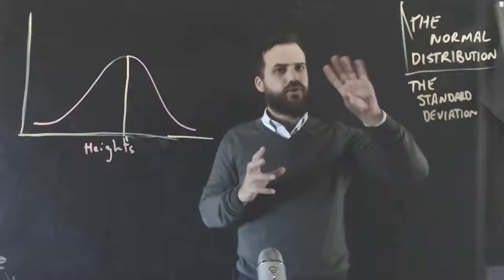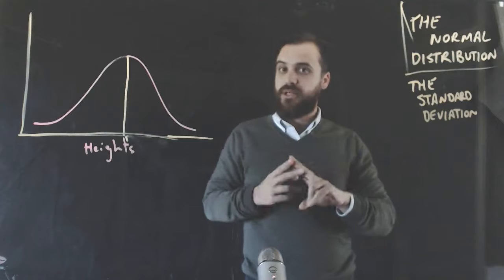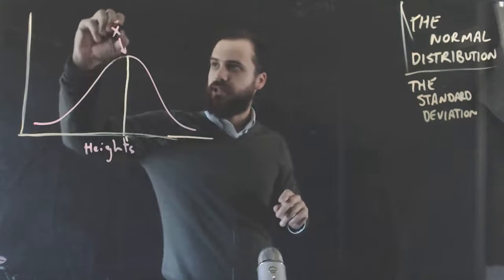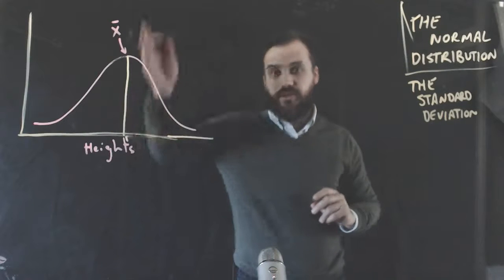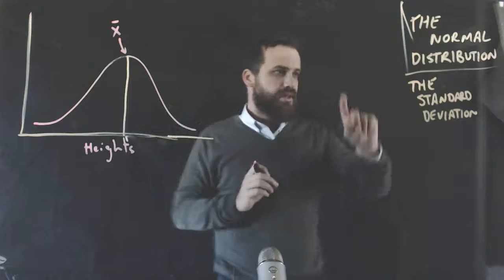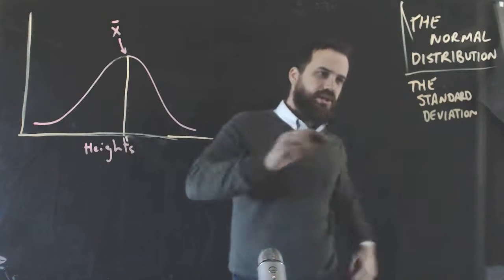Okay, so there are a lot of normal distributions in the world, but they're always defined by two things. The mean, which is our x with a hat on it, the middle of our normal distribution. The other thing is the standard deviation. Now, what's the standard deviation?